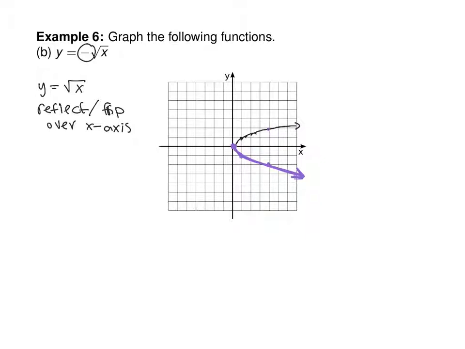All right, so putting a negative in front of a function reflects it over the x-axis.